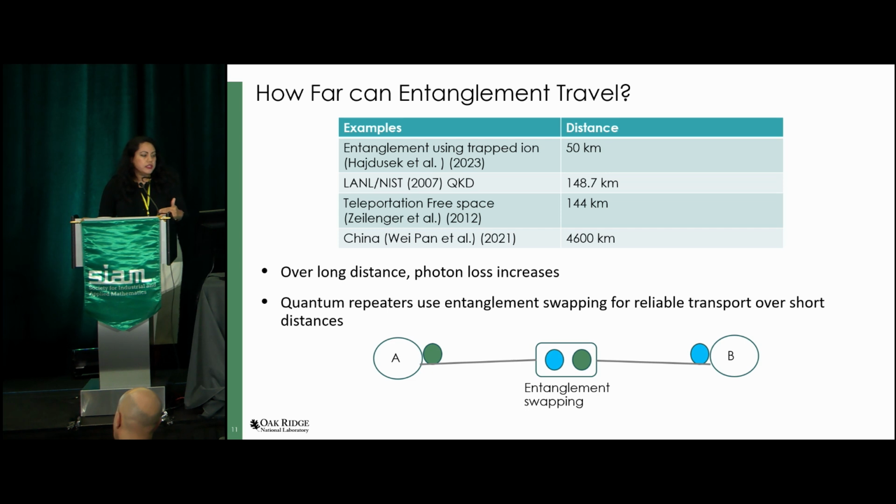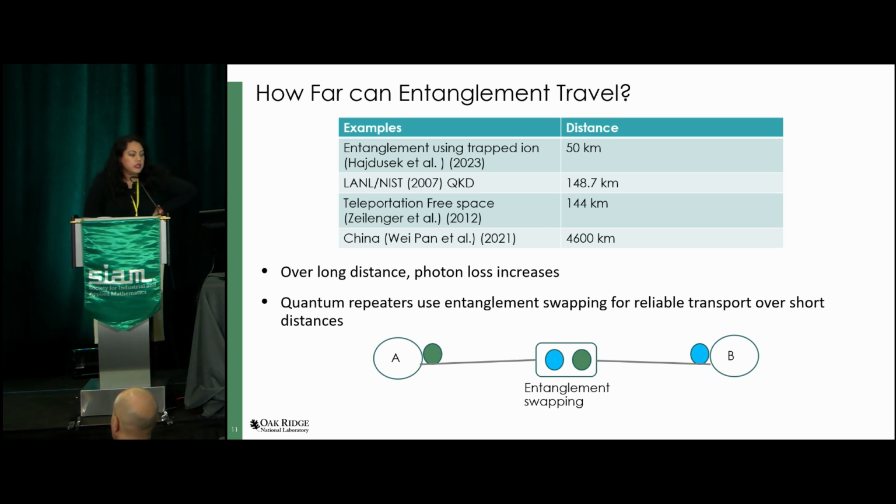There have been some previous experiments where they've done free space communications using satellites, and that has gone up to 144 kilometers. And the famous experiment by China in 2021 shown at OFC was 4,600 kilometers, and they used satellites to connect Beijing to the rest of the cities in China. And that is what we're trying to compete with, so that the US can have this.